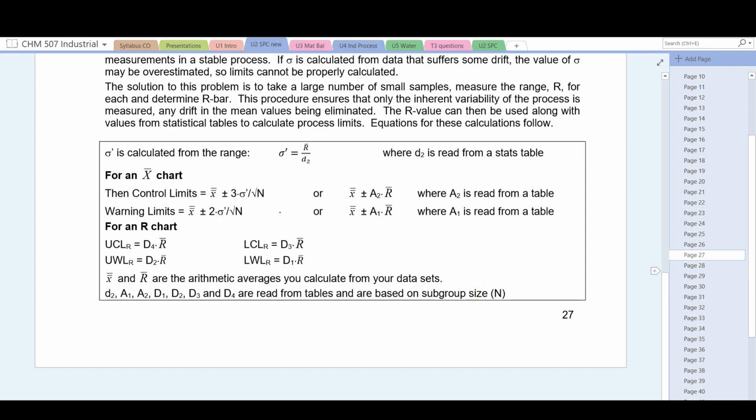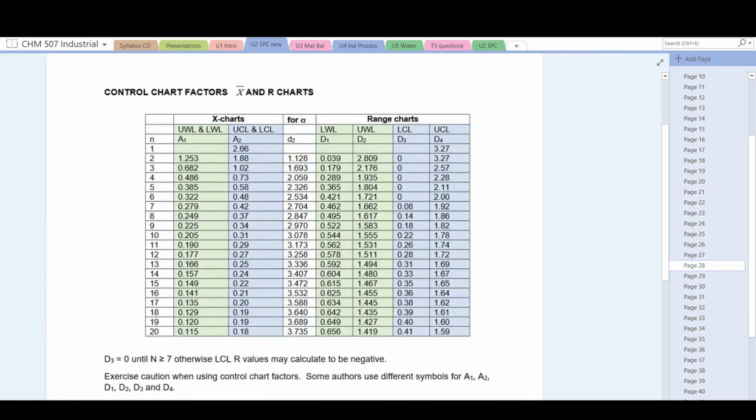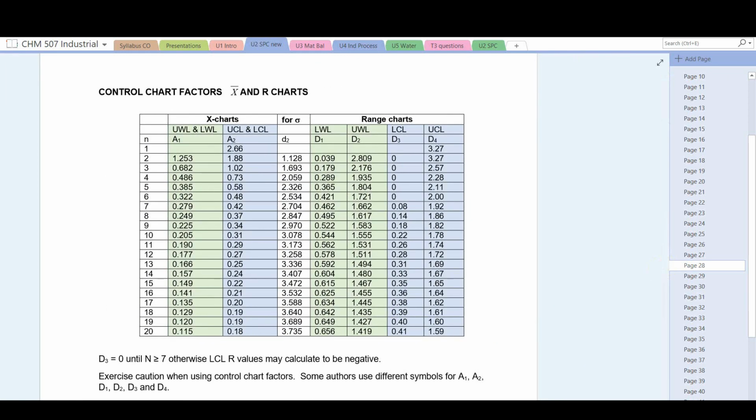Take a look at page 28. So here on page 28 is a table of control chart factors, and these are commonly used in industry. The leftmost column is the subgroup size. If you're using individual values, you'd use n equal to 1. If you have 5 samples per day, you'd use n equal to 5 and get your factors from that row. So here are the factors A1, A2, D1, D2, D3, D4 to calculate all of your limits on your charts.